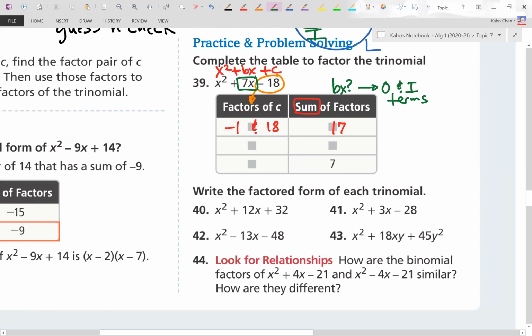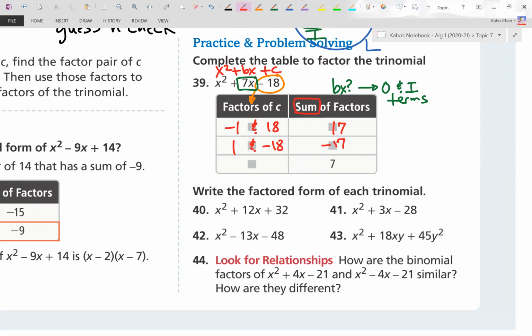Another possible pair is positive 1 and negative 18. Add those together, you'll get negative 17. Not my middle term, is it? But there's one pair of numbers that, when you multiply together and add together, will give you positive 7, okay? In this case, it's going to be 9 and 2 somehow.